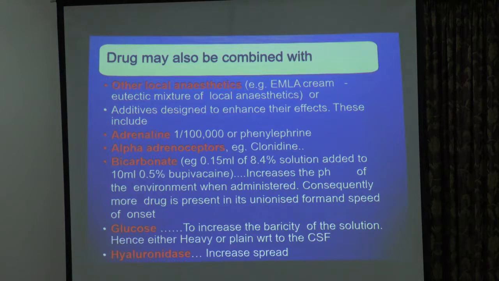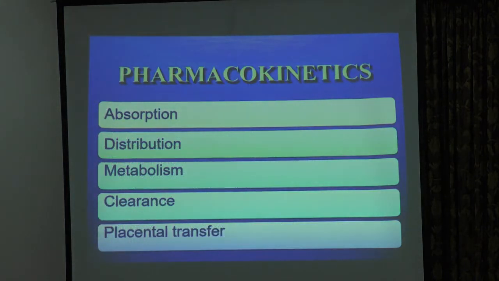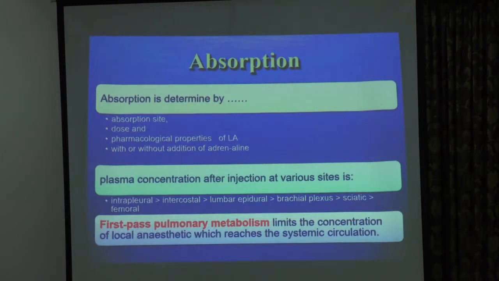So that also helps. Okay, the pharmacokinetics option, basically from the site where you give it, and how much you absorb will depend on how much you've given. Okay, the pharmacokinetic properties of it, whether you added adrenaline or not, and then whether the place is also highly vascular or not. All this will affect how much is absorbed into the system. Okay, and the plasma concentration will also vary depending on where you give it.